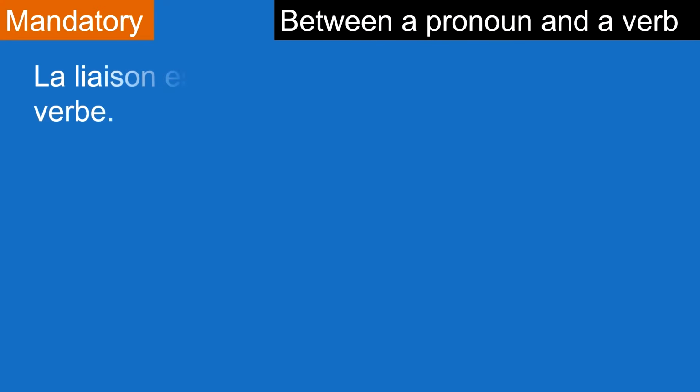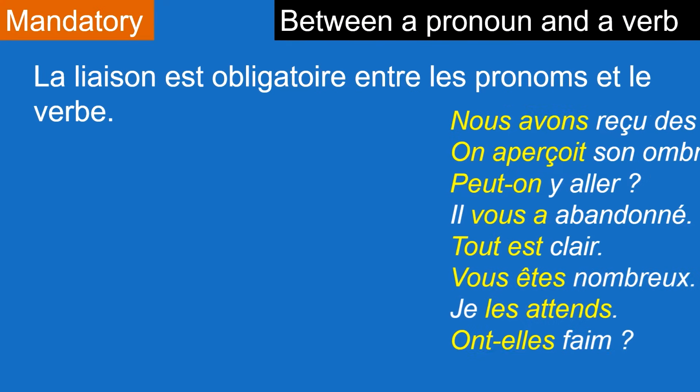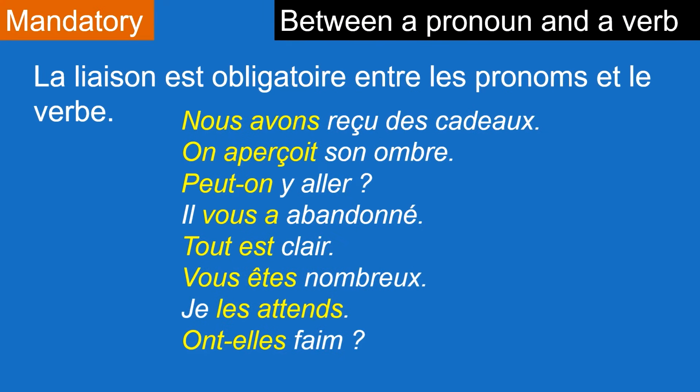La liaison is mandatory between a pronoun and a verb. Nous avons reçu des cadeaux. On aperçoit son nombre. Peut-on y aller? Il vous a abandonné. Tout est clair. Vous êtes nombreux. Je les attends. Ont-elles faim?